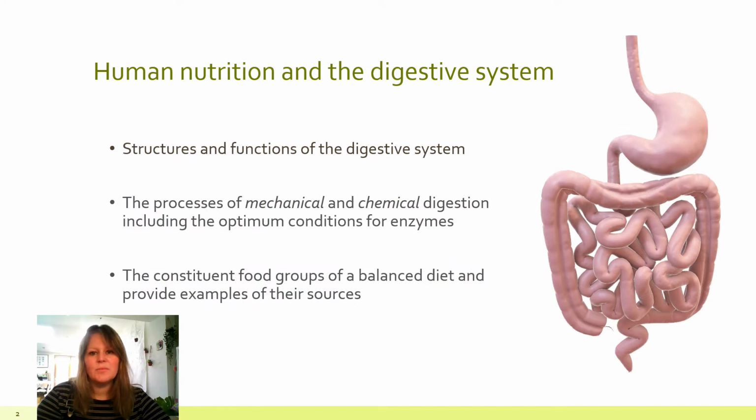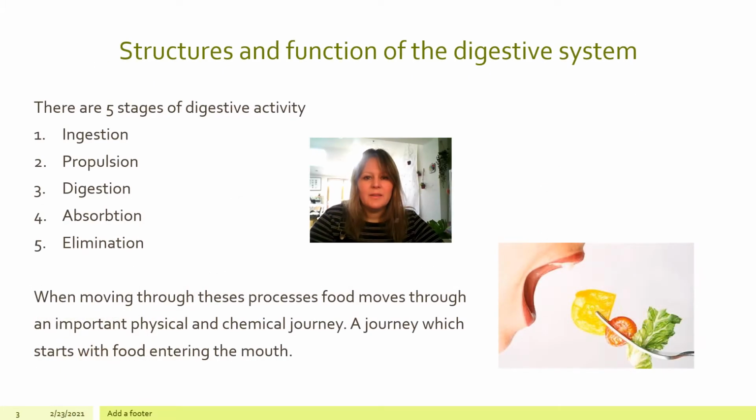This presentation will examine these three following topics. I anticipate that you will gain a basic understanding of the digestive system and an introduction to a balanced diet. The digestive system is a collective name for the alimentary canal, accessory organs and digestive processes. There are 5 stages of digestive activity: ingestion, propulsion, digestion, absorption and elimination.